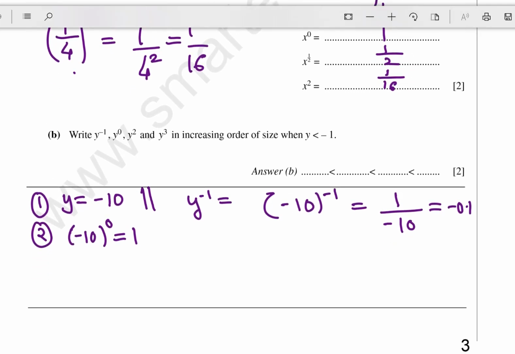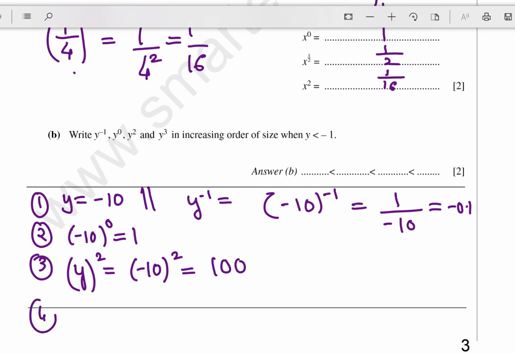Then the third one is y square. Y is minus 10. Minus 10 square is 10 into 10 is 100. Minus into minus is plus. So this becomes 100. Then you have the fourth one as y cube. That means minus 10 the whole cube. And minus into minus is plus. Plus into minus is minus. And 10 into 10 is 100. 100 into 10 is 1000.